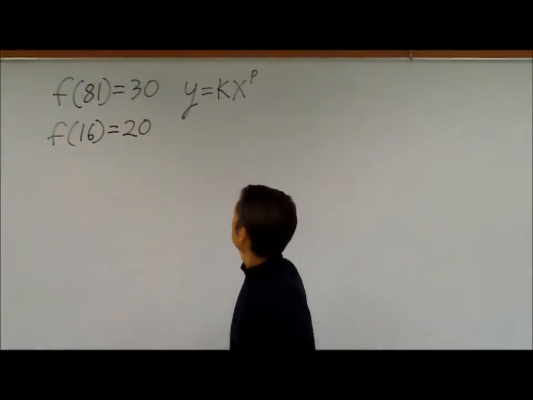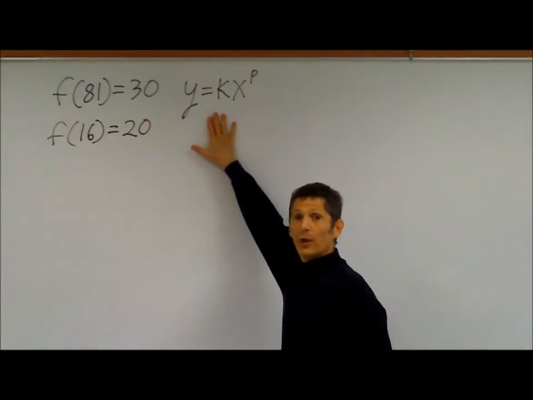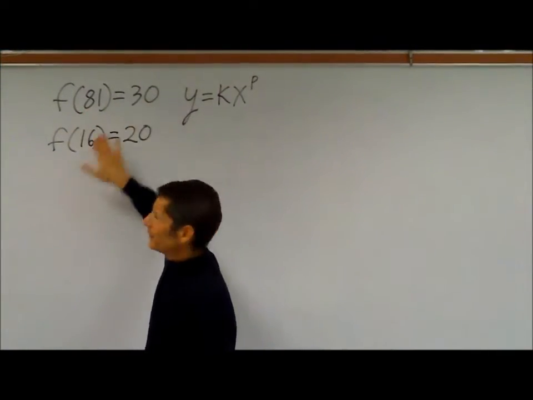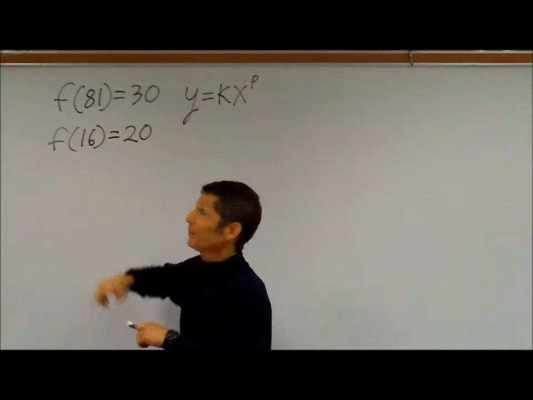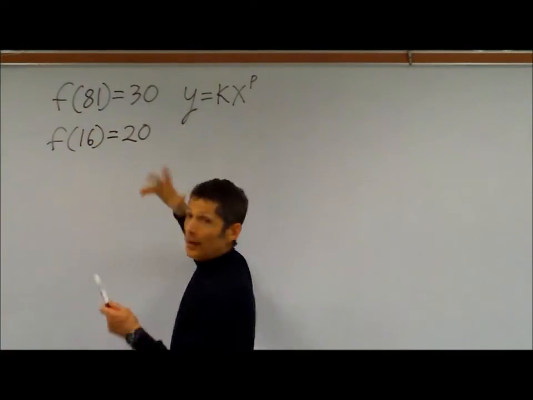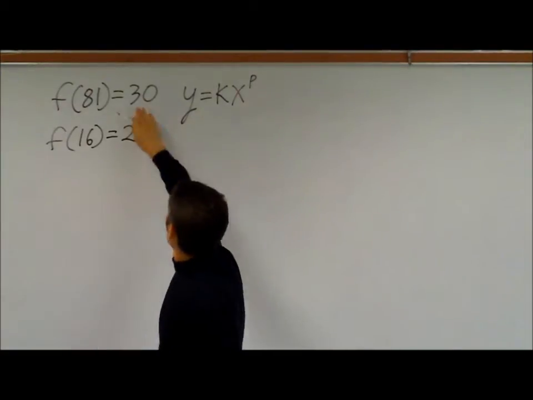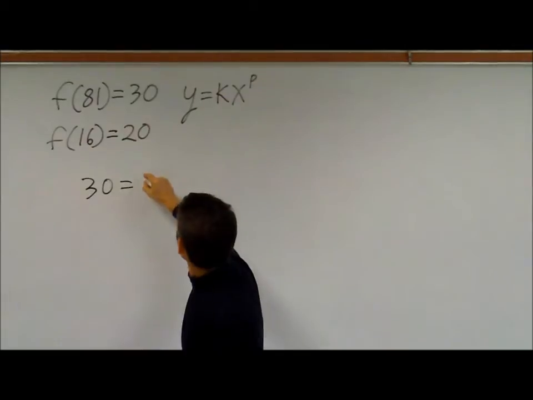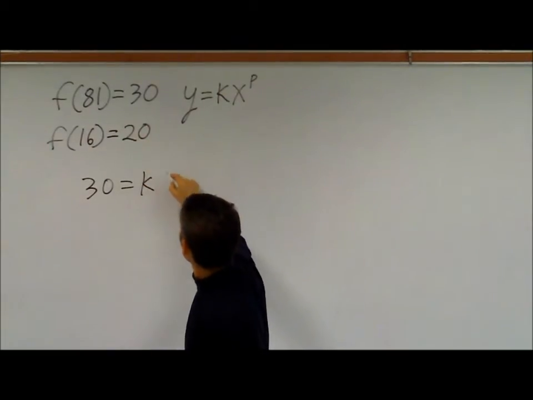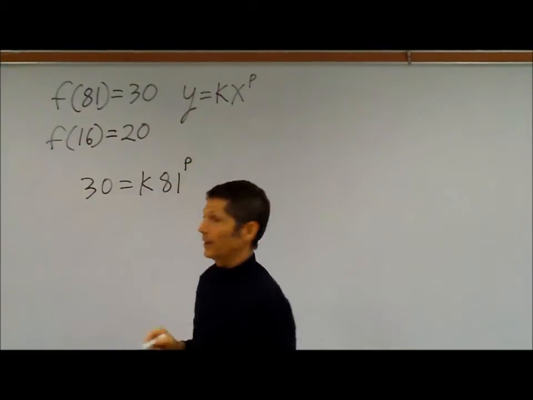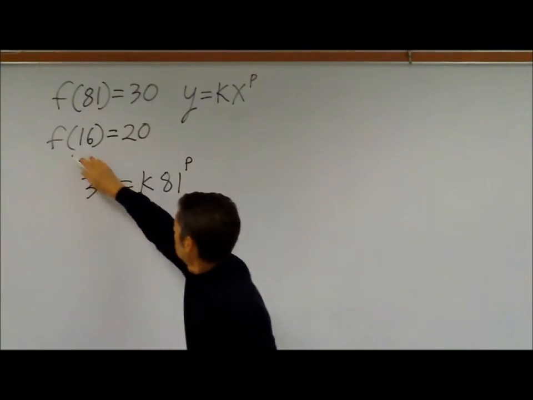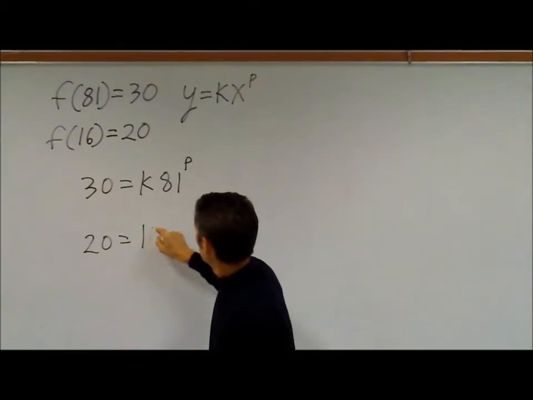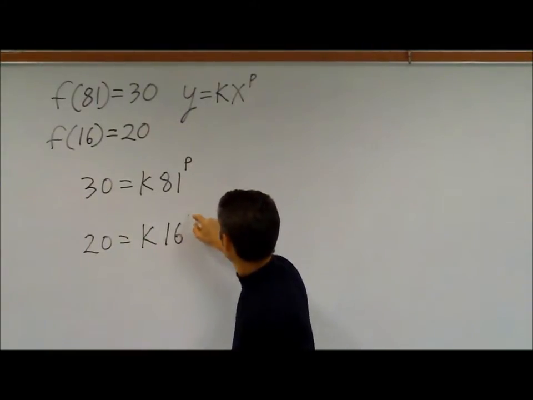I do. I have 2 points, and this is the general equation of a power function. So, of course, you know f of x equals y. 2 points, x, y. So I'm just going to fill in this x value into my power equation there, and 30 is my y value. So I have 30 equals k, my x value is 81 to the p. Fantastic. And my second point, my y value is 20 equals k times 16 to the p.